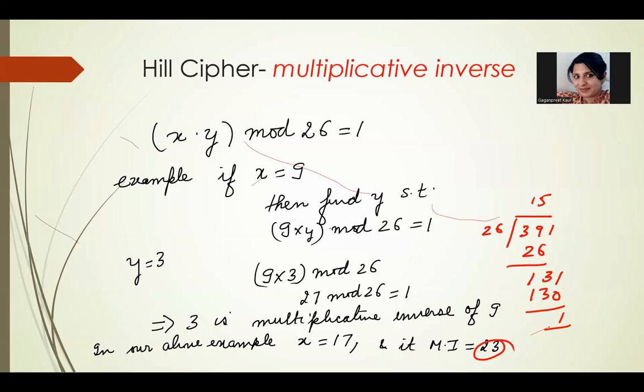So now, what is the Hill cipher? We have covered a simple example of digraph Hill cipher encryption, in which we are using a key matrix of 2 cross 2. Next, we'll go to the affine cipher.